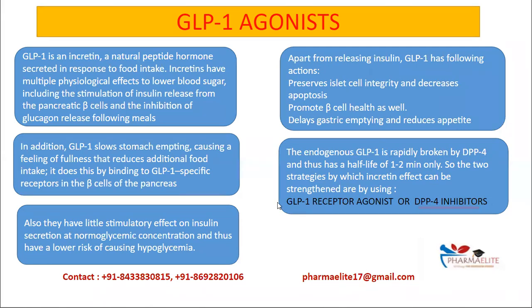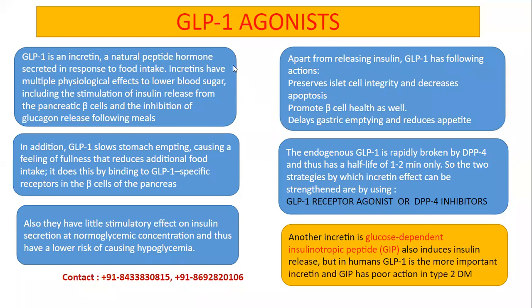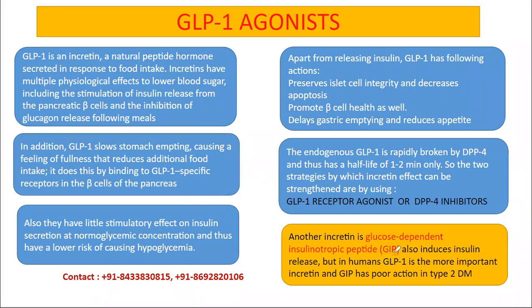Now, we discussed GLP-1, but apart from that, the next incretin is GIP, that is glucose dependent insulinotropic peptide. It also induces insulin release, but it is not the main hormone. The main one is GLP-1 only, and it is the most important one, which is related to type 2 diabetes mellitus.